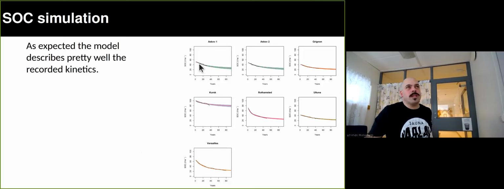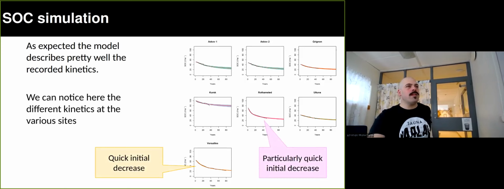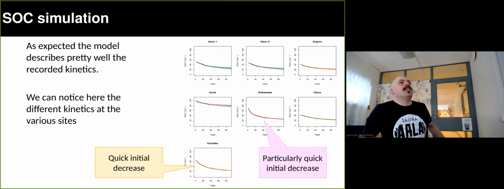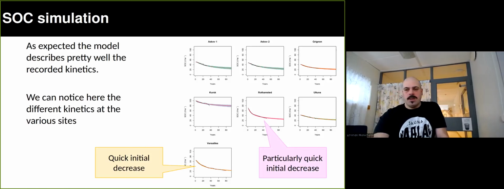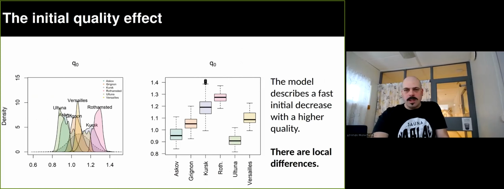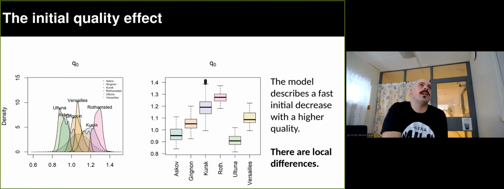I hope you can see that the model is doing very well, but the time series are a small black line here. Anyway, the variance is explained pretty well, particularly these two sites, which have a bit weird kinetics. They are explained pretty well by the model, and now we see why. Most of the variation is explained by the initial quality.